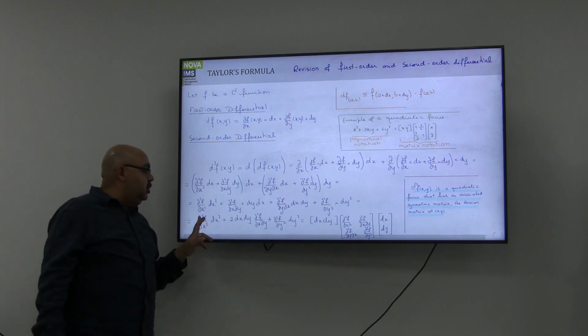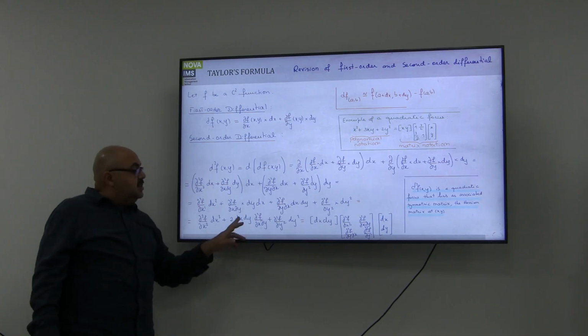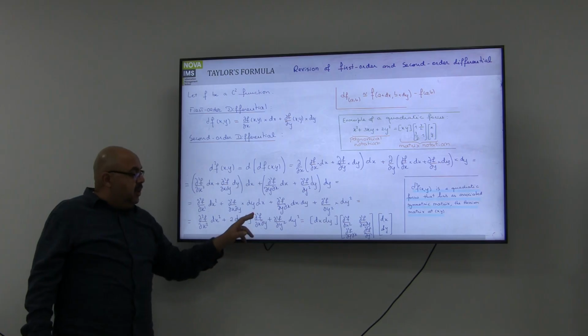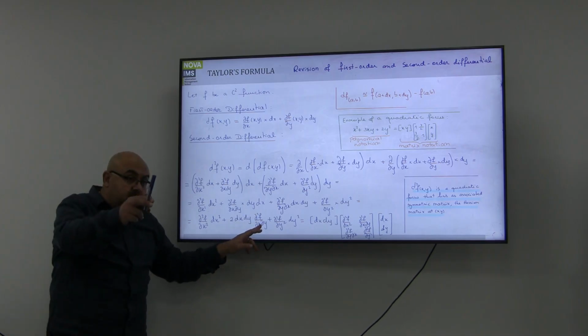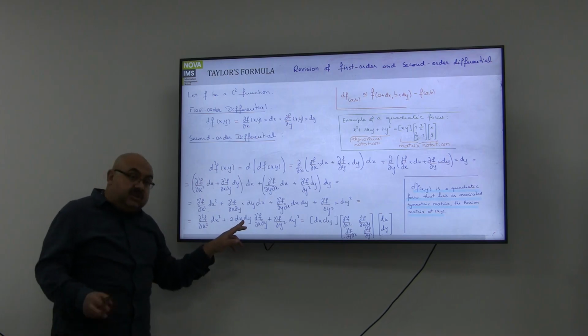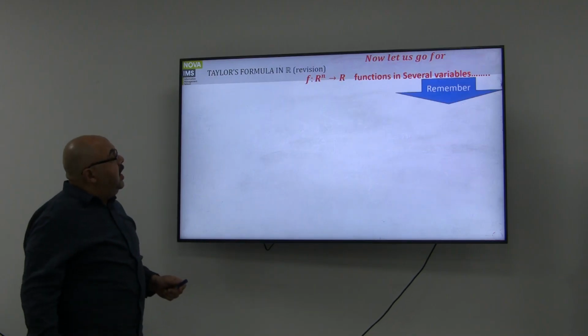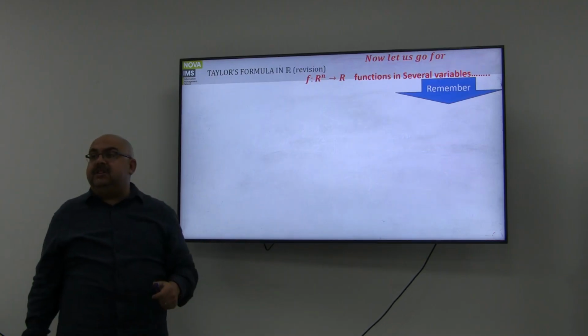So it's going to be partial 2f partial x squared times dx to the power of 2. This is going to be dx dy times partial 2f partial x partial y. Once more, Hussein, dx is x minus a, the difference in the x direction. dy is the difference in the y direction, so it's going to be y minus b. Okay, I believe this is written in a much better format.